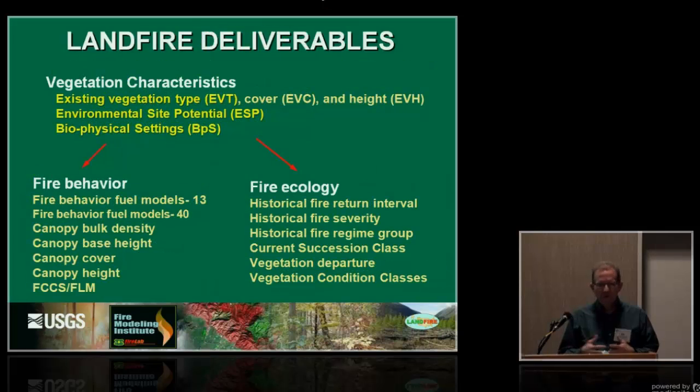So, starting the ball rolling, I think Matt had a similar slide. A lot of our products, fire behavior and fire ecology, are pretty much leveraged from various combinations of our vegetation maps. So now I'll be covering existing veg, and environmental site potential, BPS, to potential veg maps. And then after me, Birgit Peterson will be addressing the cover and the height. And then I'll try and clarify.